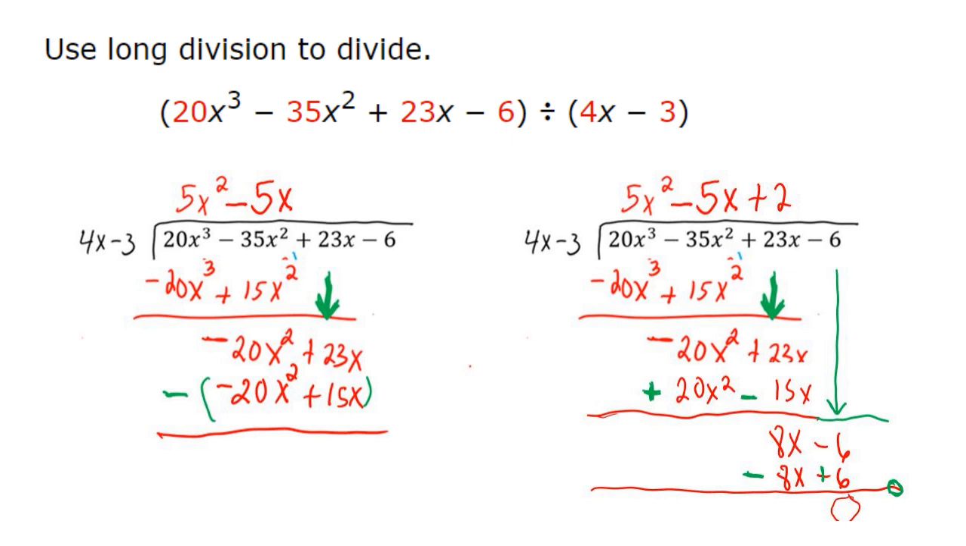But again, I'm subtracting. So a negative with a positive is going to give me a negative 8x. A negative times a negative is going to give me a positive 6. And I have these, the green lines and blue. So now when I add these two polynomials, I see that my remainder is 0. Okay? And I'm done. This is an example of long division.